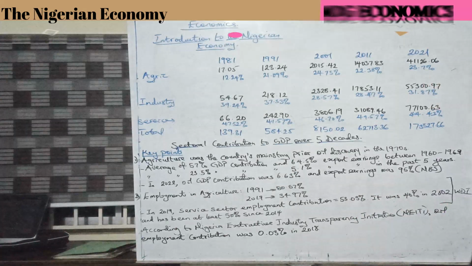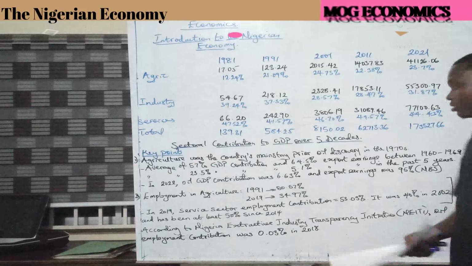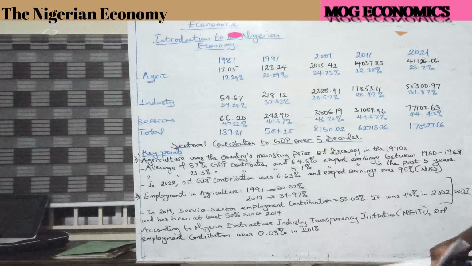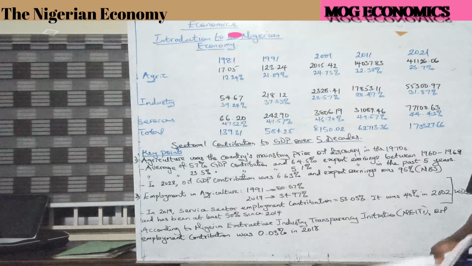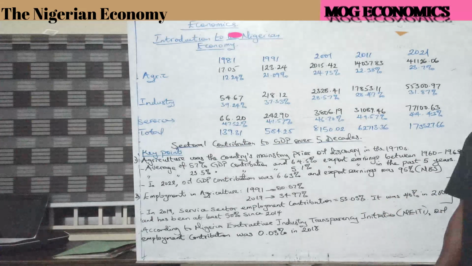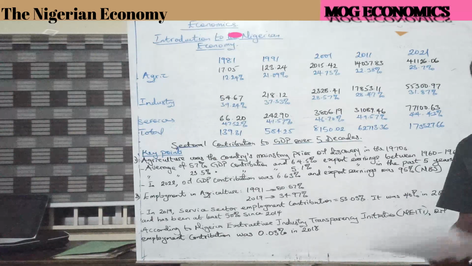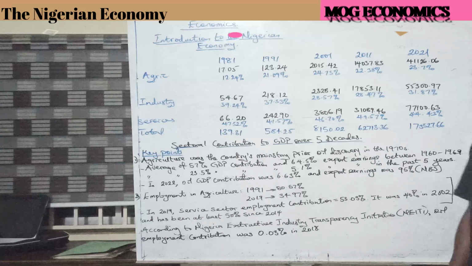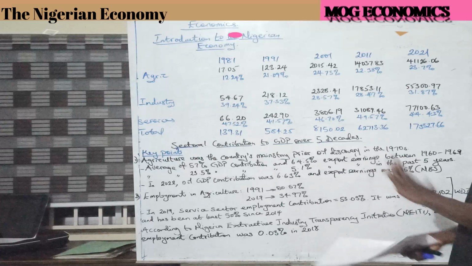Okay, so number one key point: agriculture was the country's mainstay prior to oil discovery in the 1970s. The oil was discovered in the 1970s in Nigeria, and the kind of oil that Nigeria has and sells is Bonny Light. I don't know the correct pronunciation now. So it was discovered maybe in 1973 or thereabouts. I think 1973 at Oloibiri. So before that period, agriculture was Nigeria's mainstay, and then we are going to see the sources.